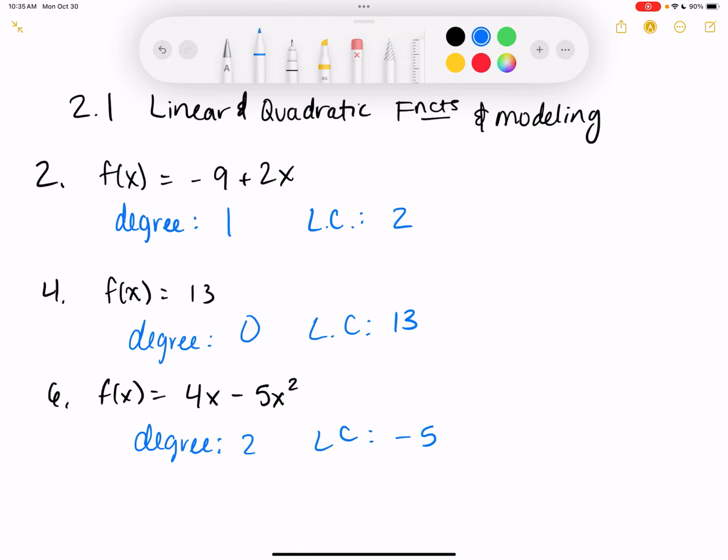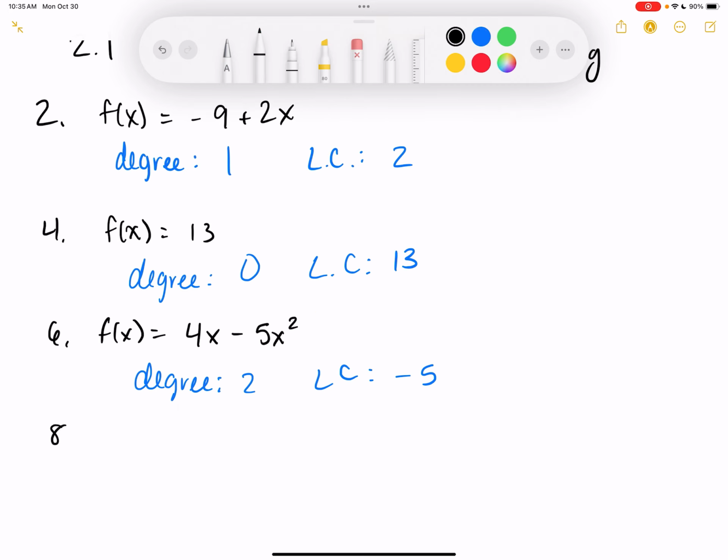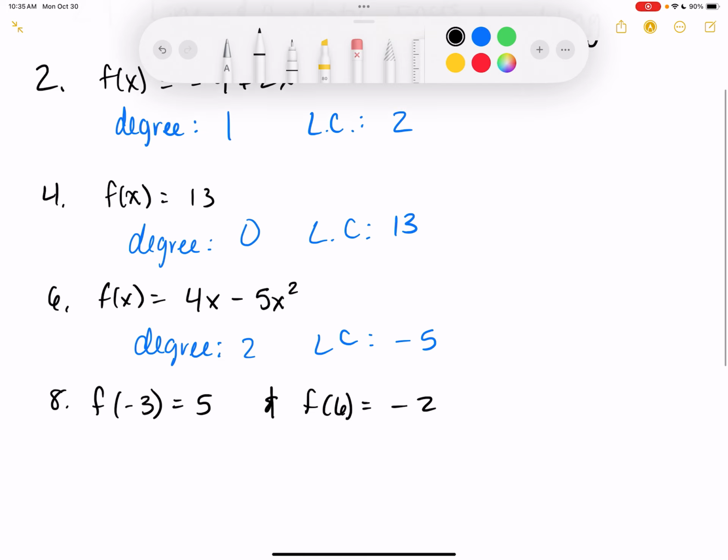All right, next. Write an equation for the linear function f satisfying the given conditions. They give us, in number 8, f of negative 3 is equal to 5, and f of 6 is equal to negative 2. And I want an equation of a line. So what do I have here? I would think basically we have ordered pairs. What are my ordered pairs then? 5, negative 3, and negative 2, 6.